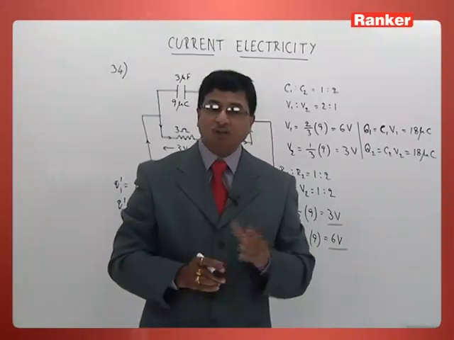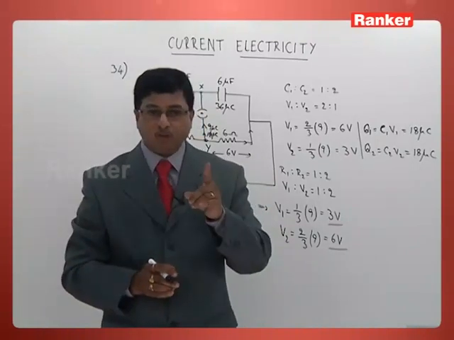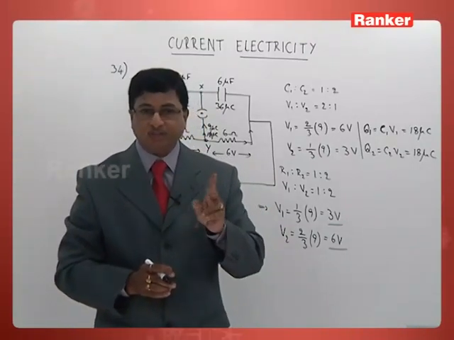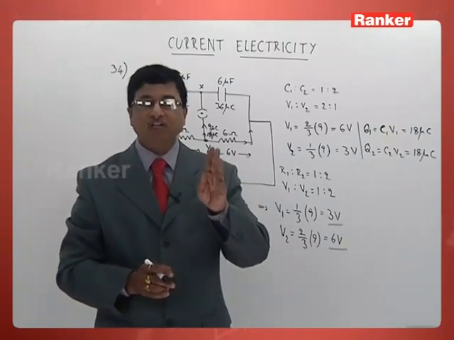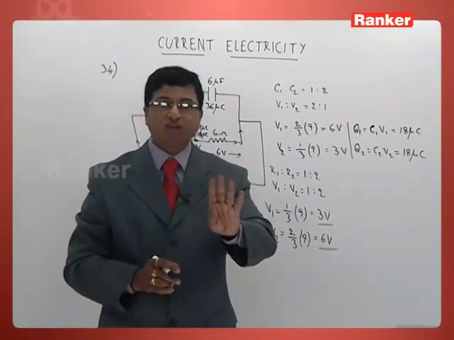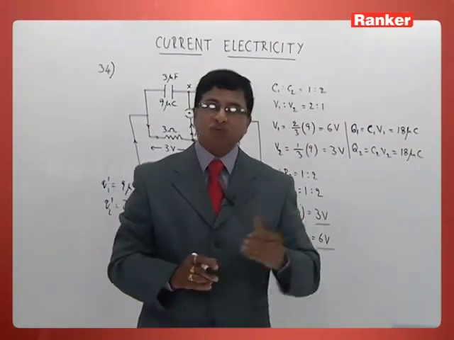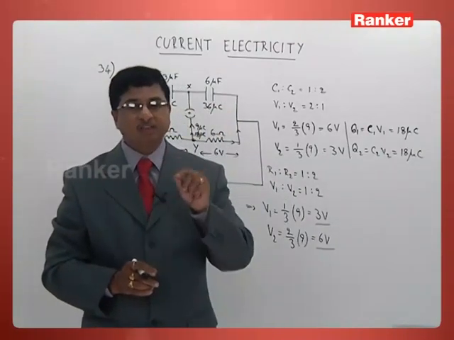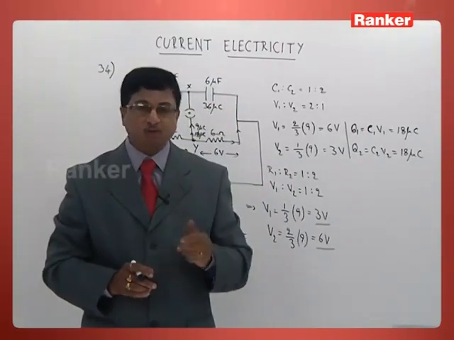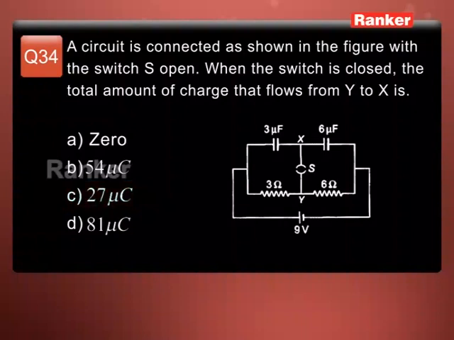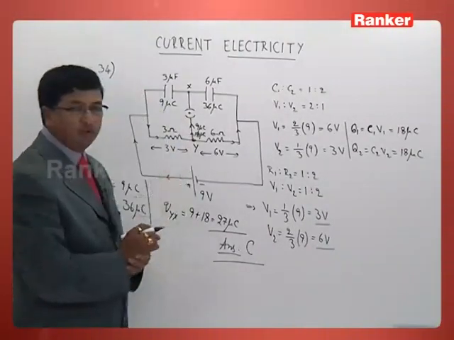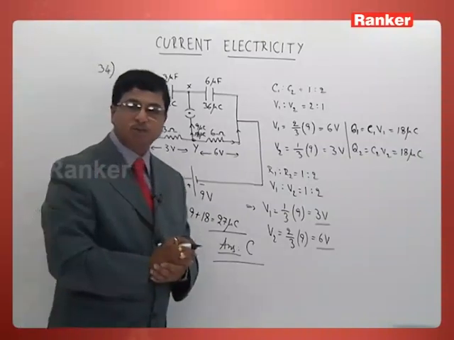Look at the options given. First option is 0. Second option is 54 microcoulomb. Third option is 27 microcoulomb. And fourth option is 81 microcoulomb. Which one is the right option over here now? It is the third option which is going to be correct. So we can say the answer for this particular question is going to be C. It should now be 27 microcoulomb charge that flows from Y to X. That is the concept you need to understand.